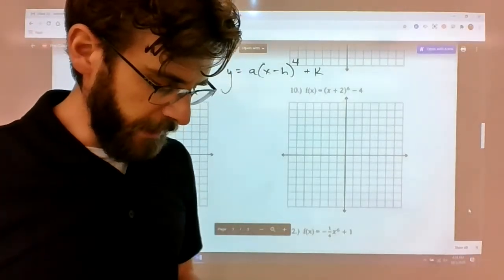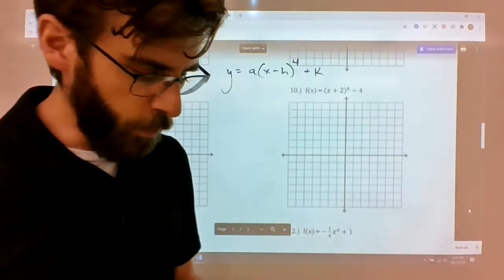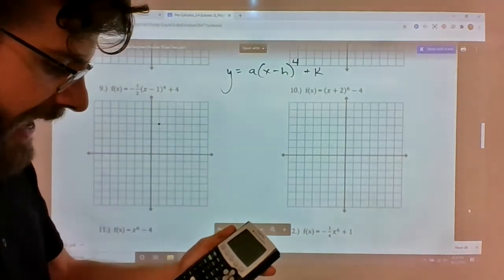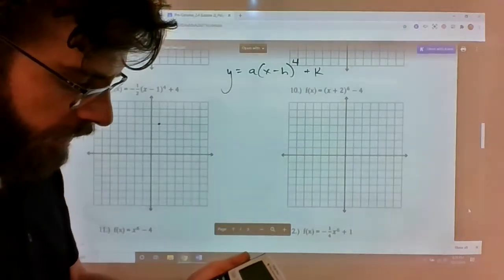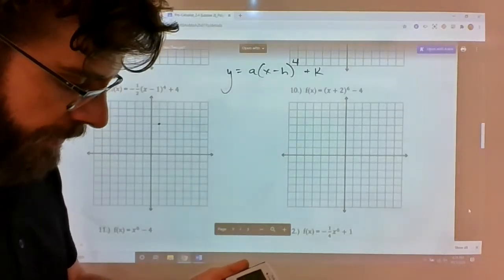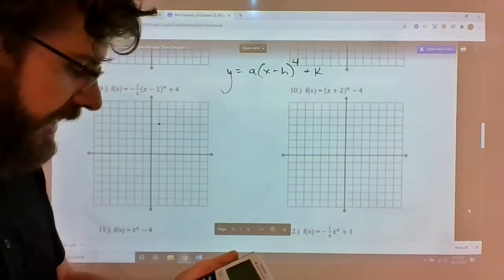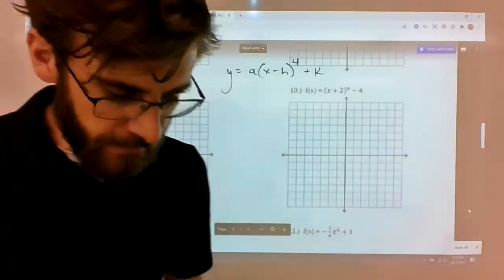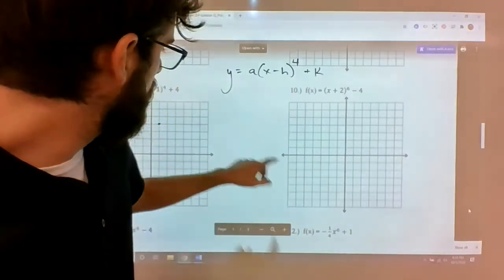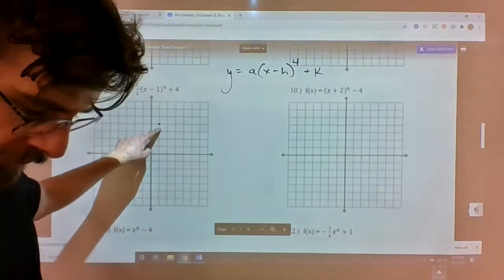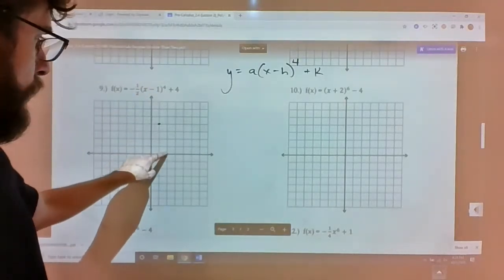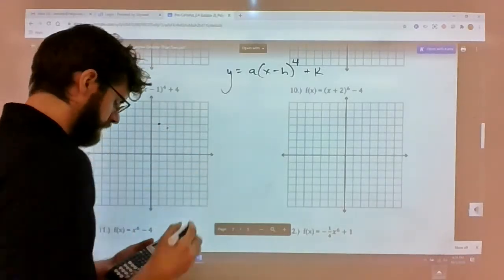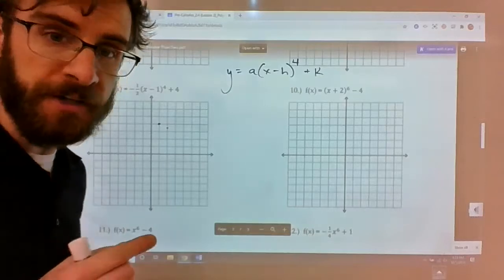So I'd go to, it might be the table, it might say y equals. We'd plug in -1/2 times the quantity, parentheses, x minus 1, close quantity, to the 4th power, plus 4. Yeah, so if I go to my table, 1 corresponds with 4, 2 corresponds with 3.5, and 0 corresponds with 3.5.